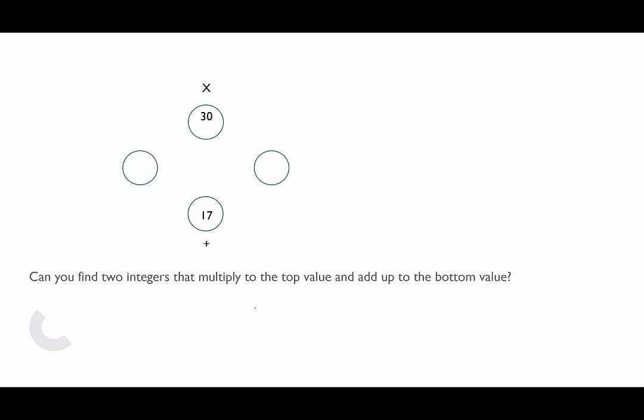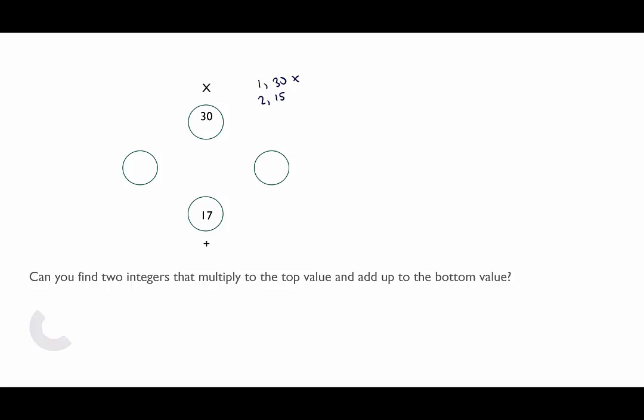How about this example? We're looking for two numbers that multiply to 30 and add up to 17. Again, if you're kind of going through the things that multiply to 30, we want to start with the multiplication. You might want to write them down. So we have 1 and 30, but 1 plus 30, oops, that makes 31. So we're going to rule that out.